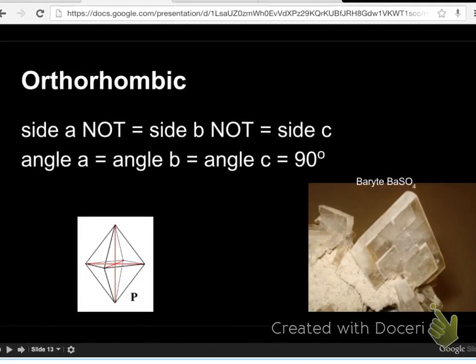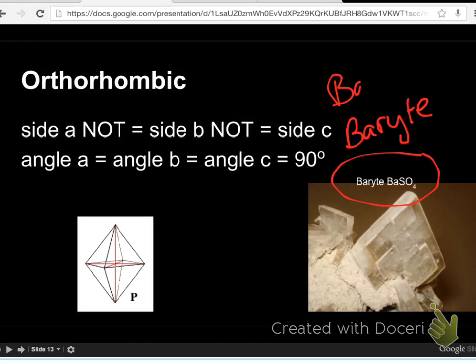Orthorhombic. I think orthorhombics are cool. So, none of the sides are equal. Not a one. But all the angles are equal, and all the angles are 90. So, here we have barite, B-A-R-Y-T-E. Chemical formula BaSO4. You can name that one.